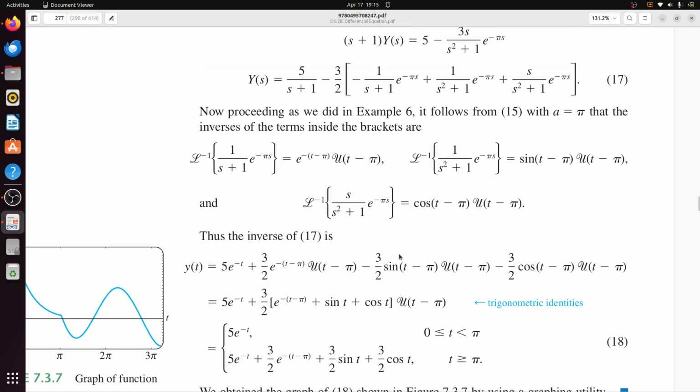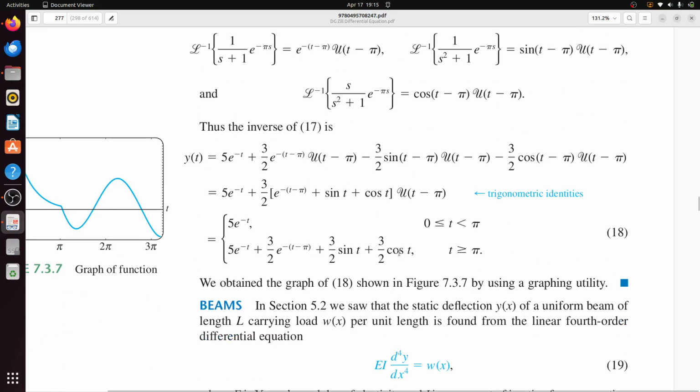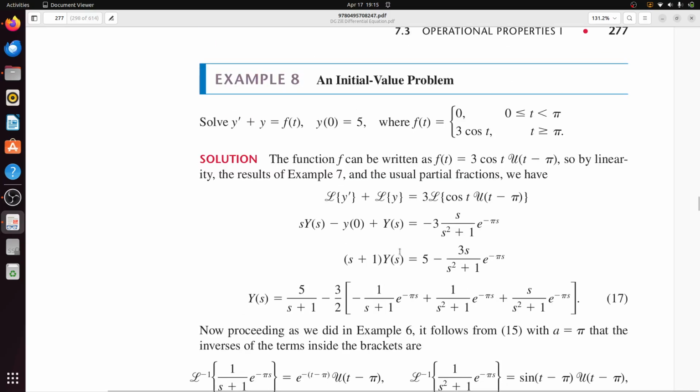Similarly, there is another Laplace initial value problem.